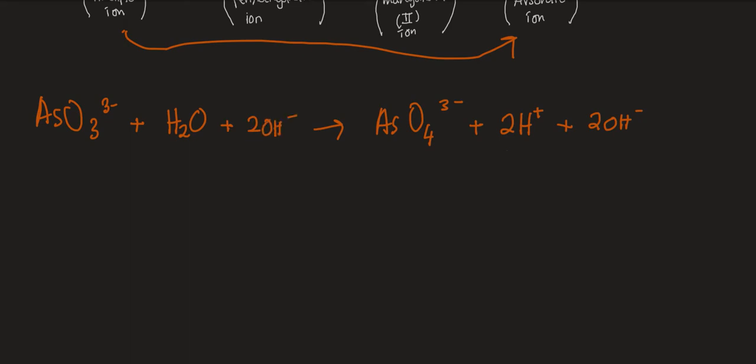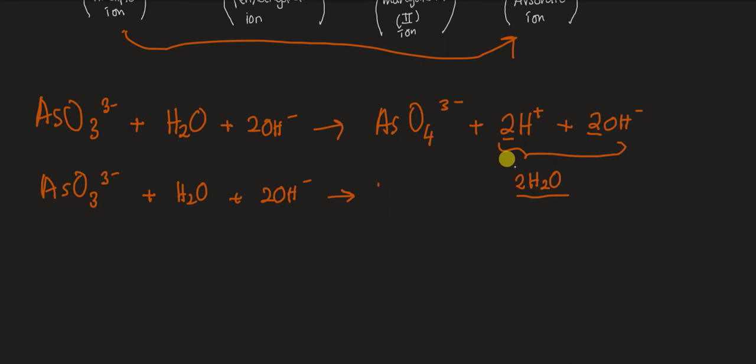Now what will happen is these 2 hydroxide ions and protons will produce 2 H2O. So 2 here, 2 here, produce 2 H2O. We copy it down again: AsO3, the arsenite, reacting with water plus 2 hydroxide will produce arsenate plus 2 H2O. This is the additional step that you have to add in comparison to balancing redox equations in acidic medium. Now this we can simplify.